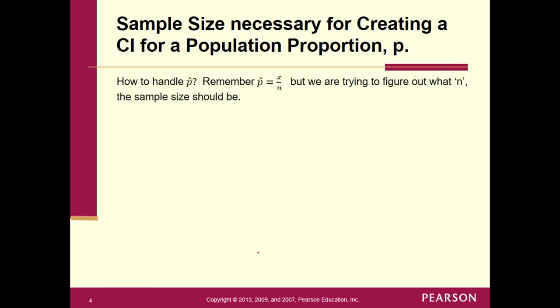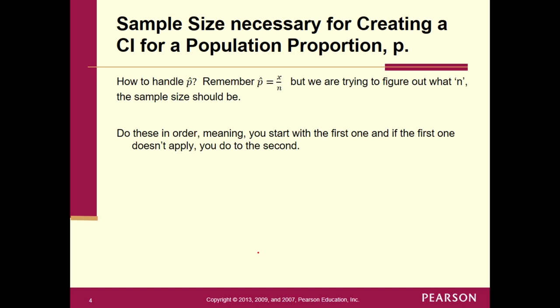All right. So how do we do that? Well, let me just read this. It says to do these in order, meaning you start with the first one, and if the first one doesn't apply, you do the second. Okay, and what does this pertain to? How to handle p hat in our formula.